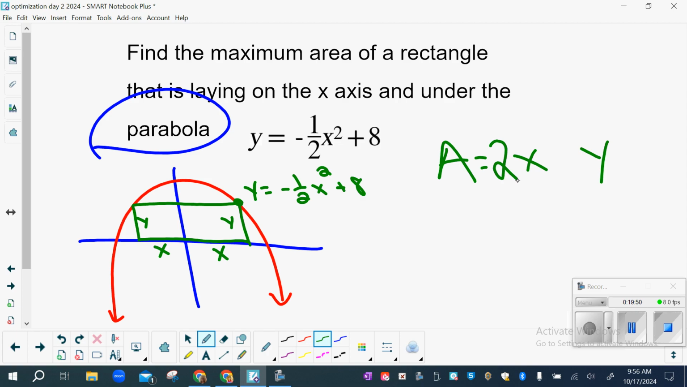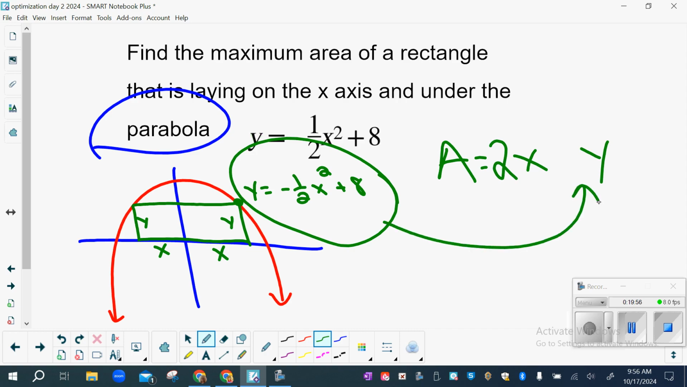So can you, with your table mates, finish this bad boy up, plug him into here, see what you get and go ahead and do that.